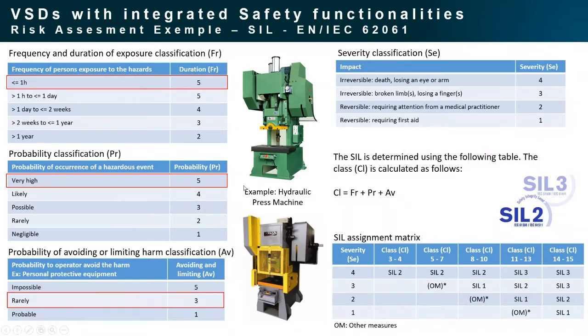Concerning the severity classification, it is classified with the number 3 as well, because this machine may cause irreversible injuries, including broken limbs, and especially in this case, losing a finger.